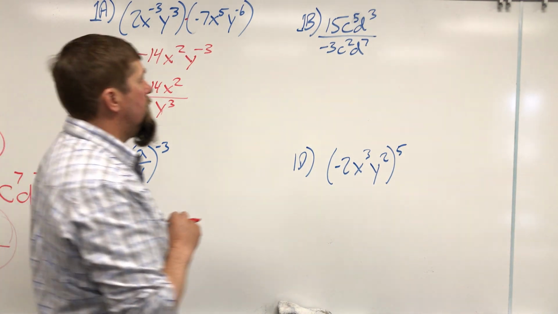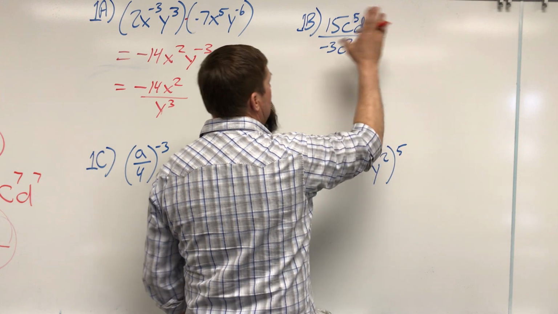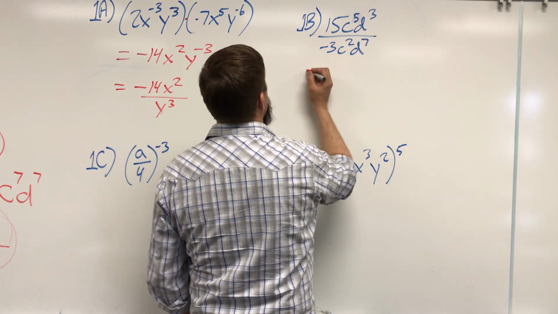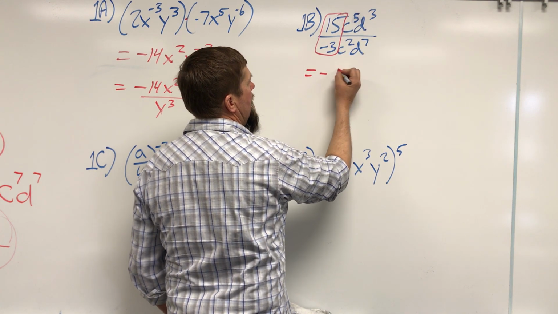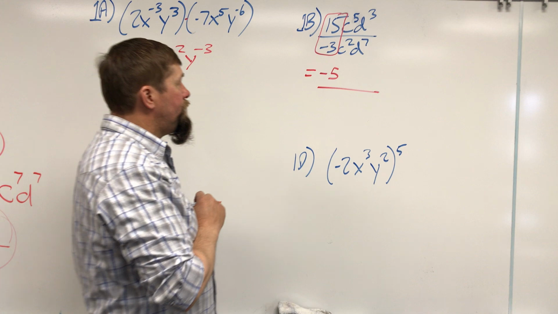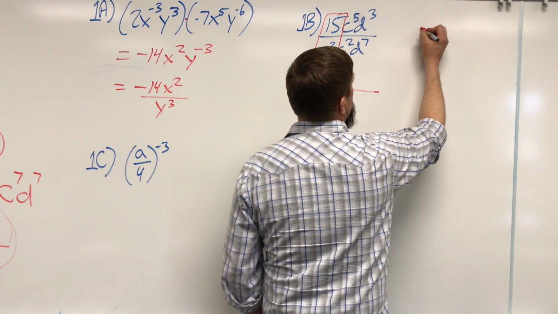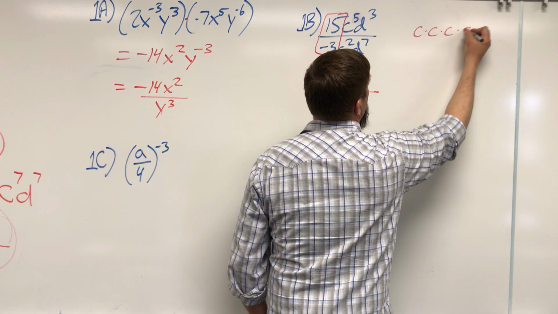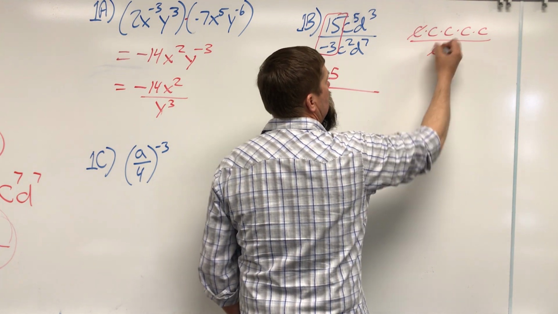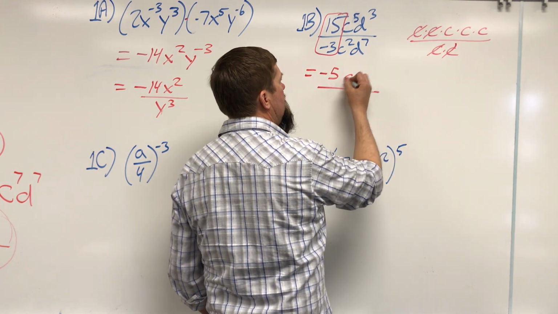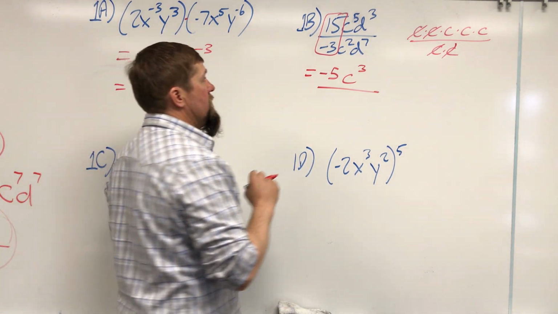Okay, so same here. We have a fraction already. I've got multiple bases. I need to simplify. So here's what I'm going to do. I'm going to simplify 15 divided by negative 3, which is negative 5 in the numerator. I have 5 c's on the top, 2 on the bottom. So basically what I'm looking at here is 5 c's here, and I've got 2 here. These two cancel out with those two, leaving me c to the third on the top. And so that's how you simplify fractions.